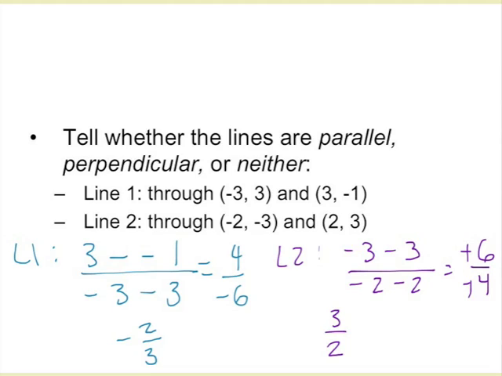So then we have to ask ourselves, are these two slopes equal? No, so they're not parallel. For perpendicular, they have to be opposite. So one has to be positive, one has to be negative, and reciprocals, so they have to be flipped over. That is the case here. 2 over 3 and 3 over 2. One of them's positive, one of them's negative. So these lines are perpendicular to each other.